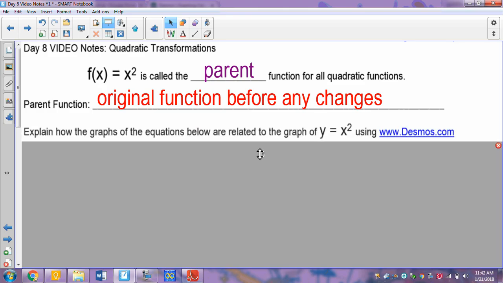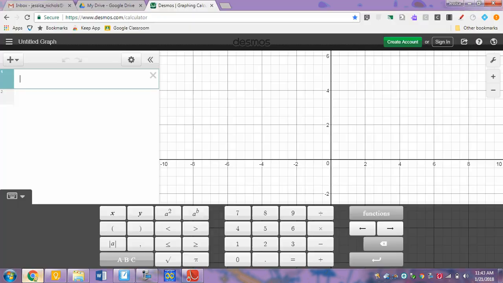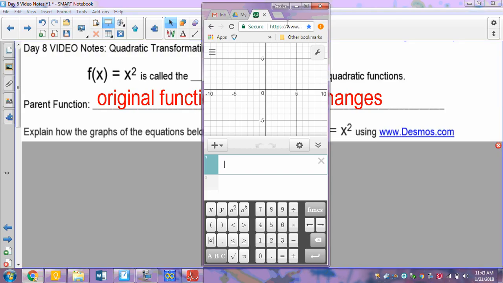And what we're going to do today is we're going to practice graphing a quadratic function, which is y equals x squared, and we're going to use a website called desmos.com. Now you can just watch me as I do this. We'll practice this together tomorrow in class. But what I have pulled up is the Desmos website, so I'm going to make this so we can see both at the same time. Okay, so maybe I might have to make it bigger.